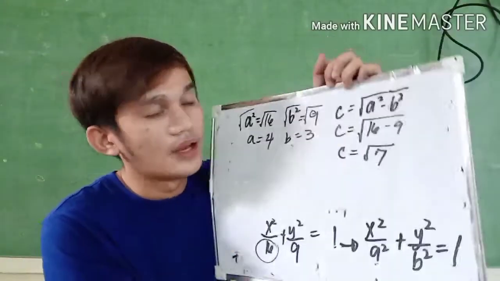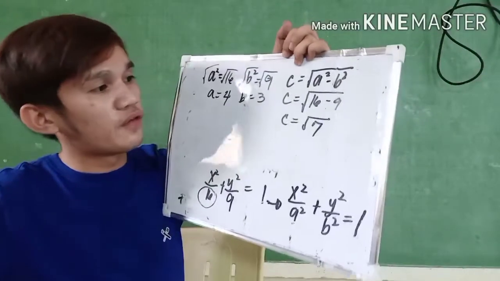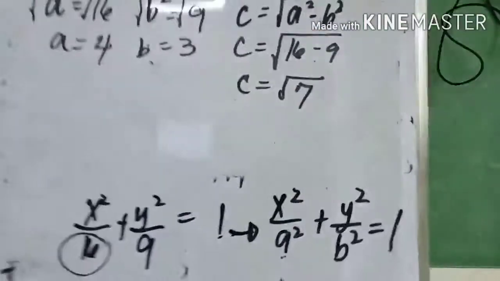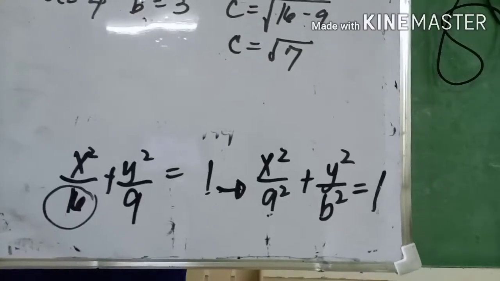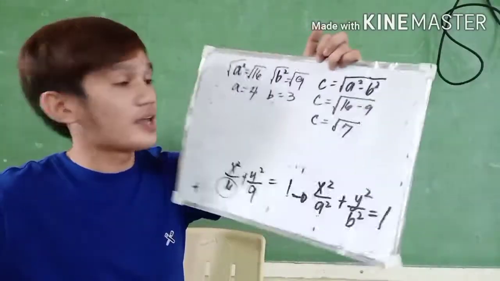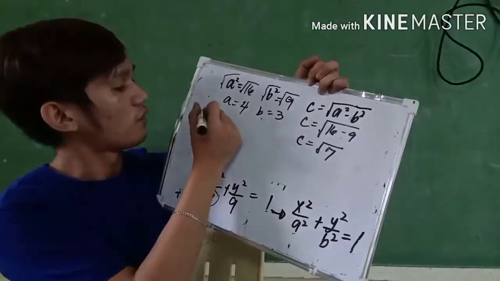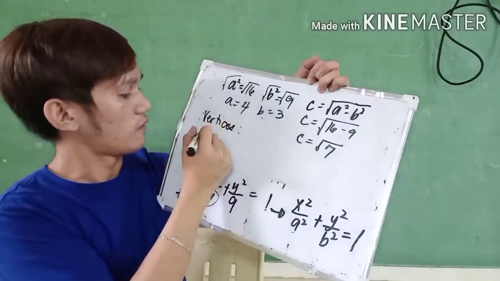Okay? Now, since you already have the values of your A, your B, and your C, we are now going to get the vertices and the foci. So, we have the vertices, we have the foci.